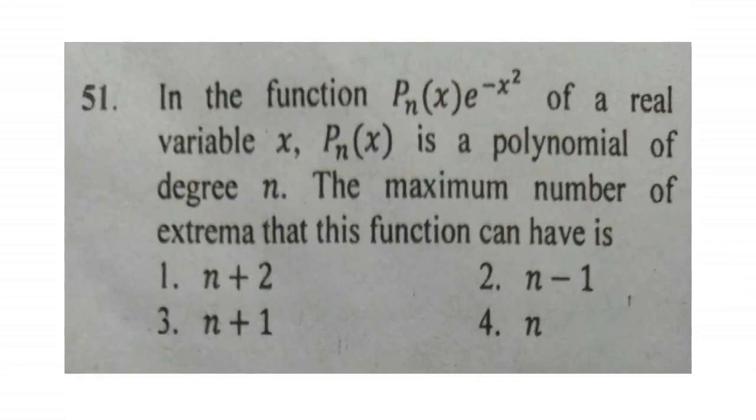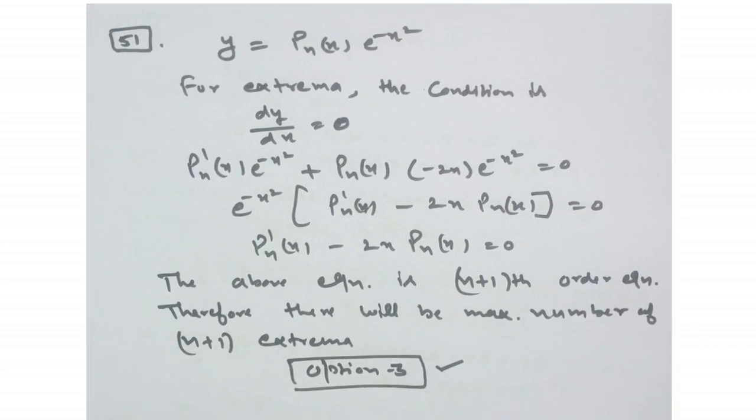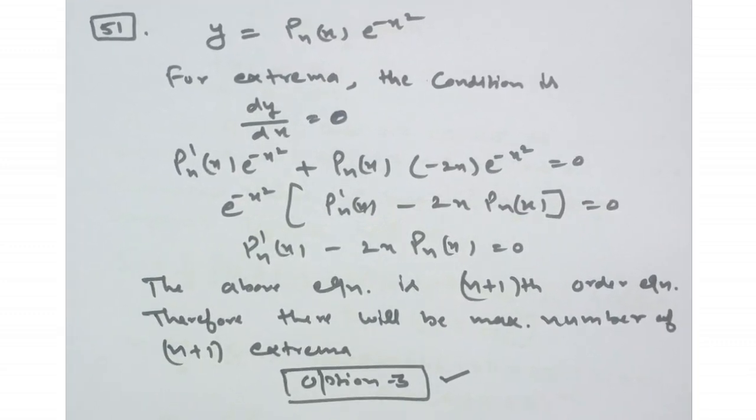Now the next question is, in the function Pn(x) exponential minus x square of a real variable x, Pn(x) is a polynomial of degree n. The maximum number of extrema that this function can have is, now here we have given the function that is y equal to Pn(x) exponential minus x square.